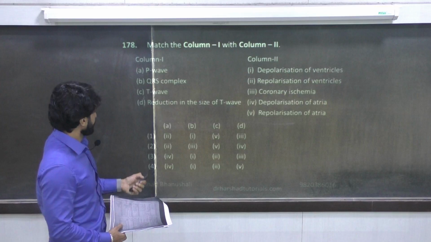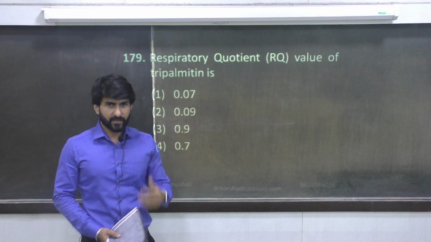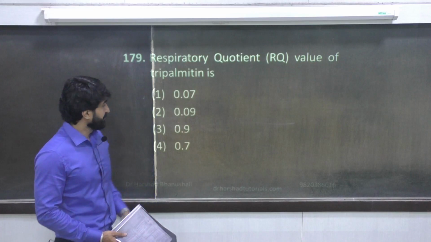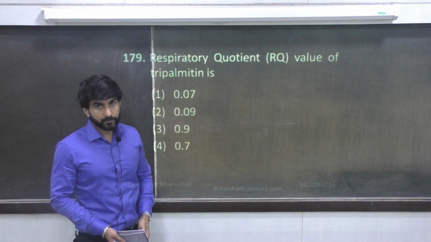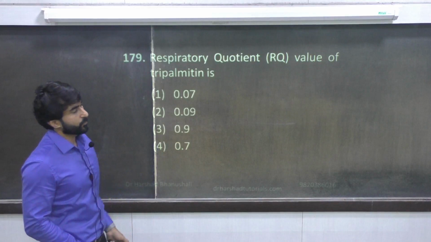RQ. Tripalmitin is a fatty acid which has been given in your NCERT. It has an RQ of less than 1. The answer is 0.7. Again, a straightforward question. If you learned your NCERT, tripalmitin is the only example given amongst the fatty acids. The answer would be 0.7. So for 179, our answer would be option 4.